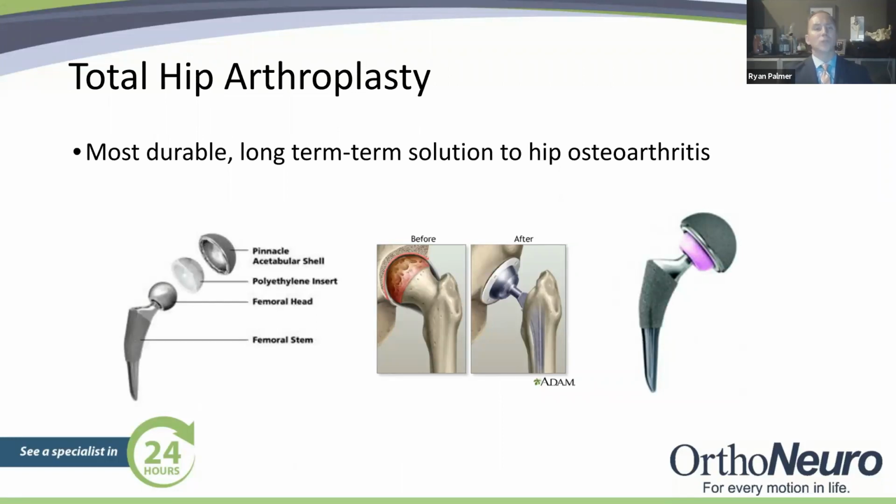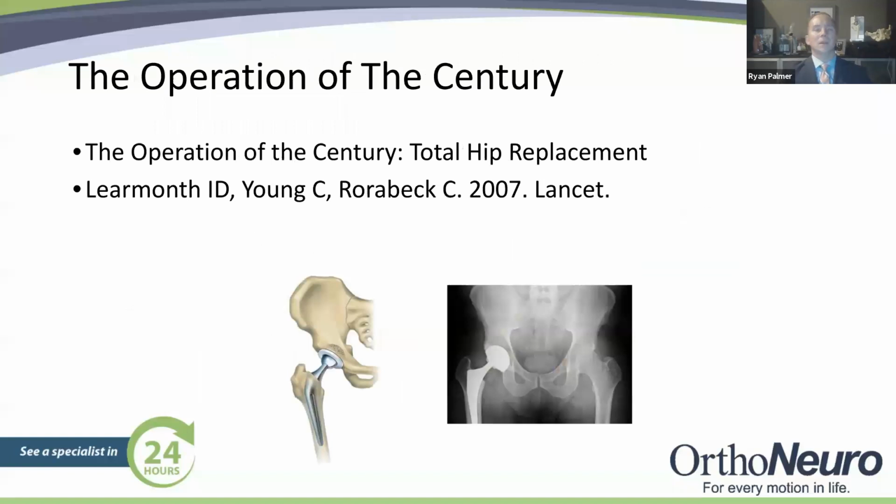In regards to the most durable long-term solution to hip osteoarthritis, there is no question that total hip arthroplasty is that solution. Total hip arthroplasty was deemed to be the operation of the century. In 2007, this was published by Lancet, British medical journal, one of the most well-respected journals in the world. So this was not an orthopedic journal, but a medical journal that touted the benefits to quality of life of hip replacement surgery.